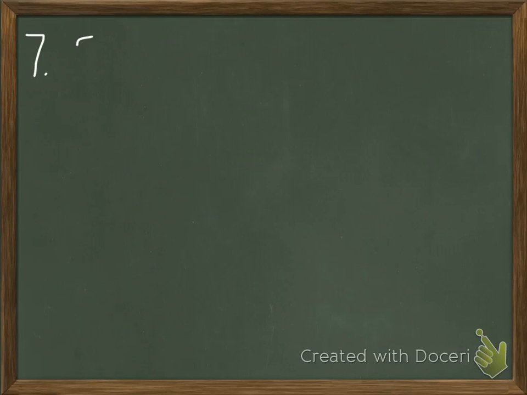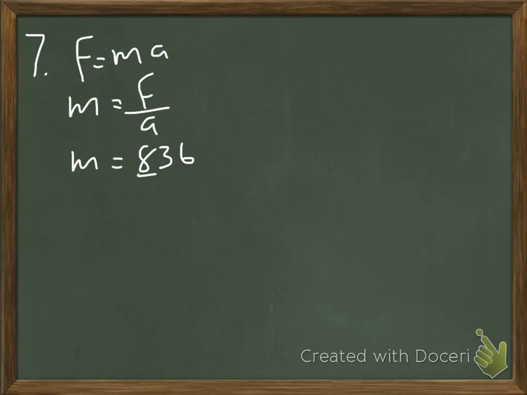Okay. Number 7. This one's really tricky. Mr. Warner's standing on his bathroom scale. So the first thing I want to do is find the mass of Mr. Warner. Now let me explain to you how I did that.